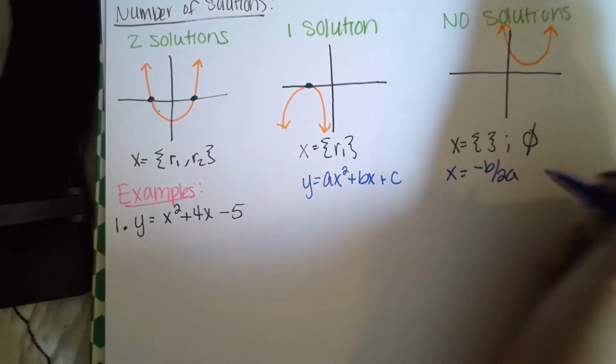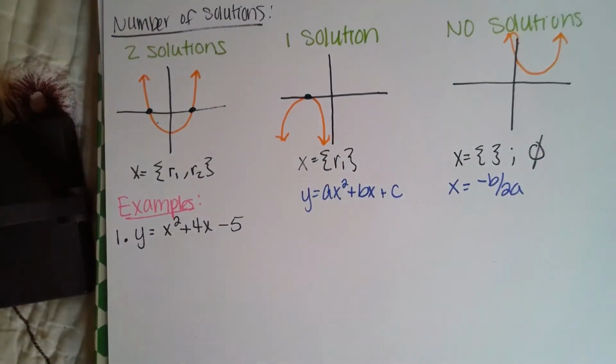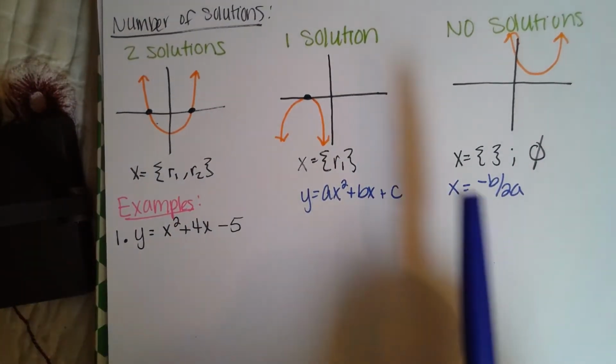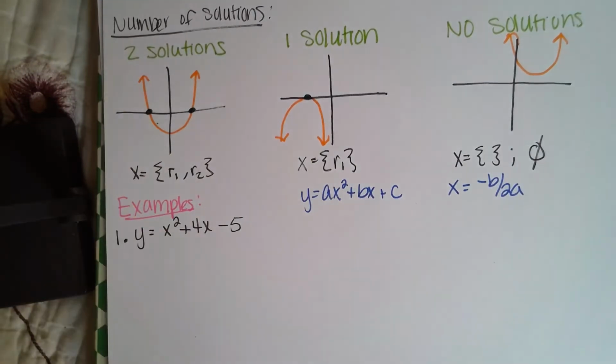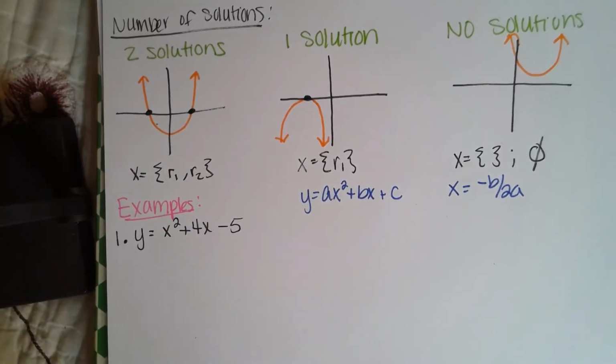So then to find your axis of symmetry, that's going to be x, which is equal to negative b, so negative 4, divided by 2 times a, which gives you negative 4 divided by 2, which gives you a negative 2.